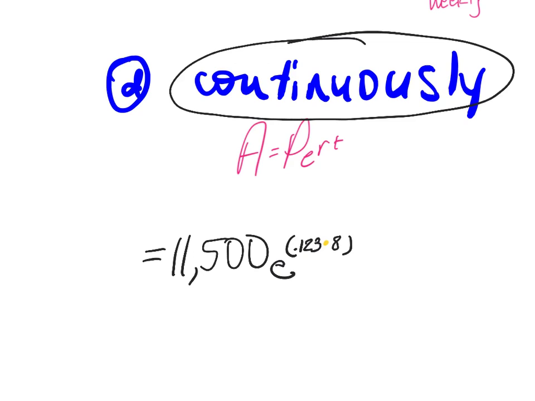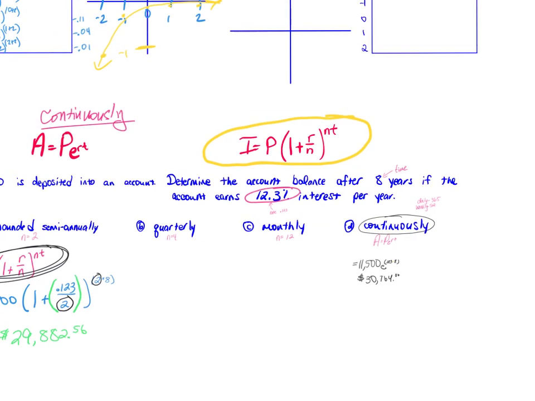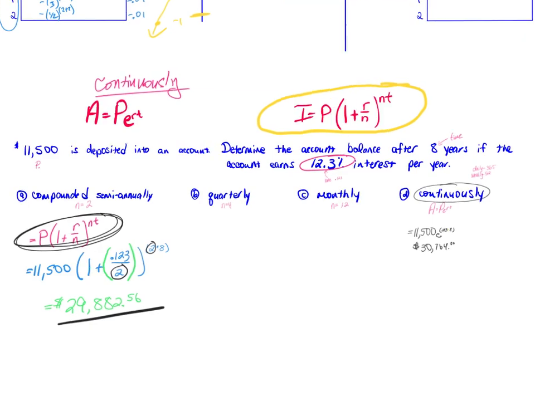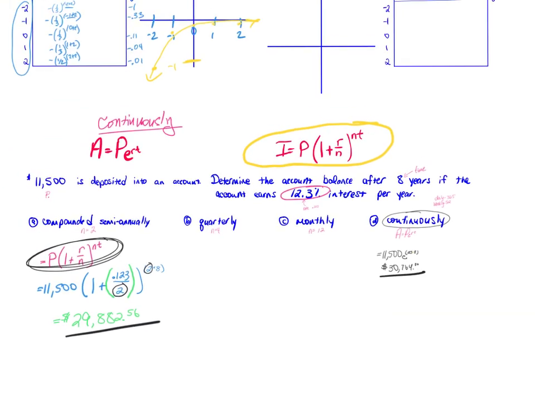Now, guys, remember I told you, because every single quiz is going to have one continuously and one that's compounded monthly, quarterly, yearly. The numbers should be relatively close. What is your answer here when you have 11,500? What'd you guys get? 30,000. 30,764.06. So look, what did we get when we were compounding semi-annually? 29,882. When we did continuously, 30,764.